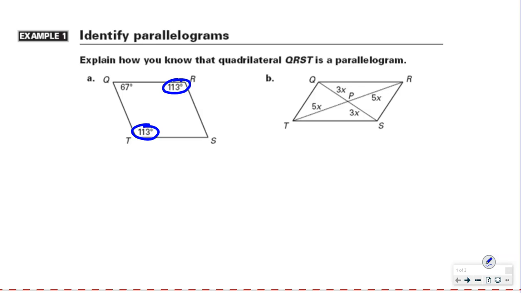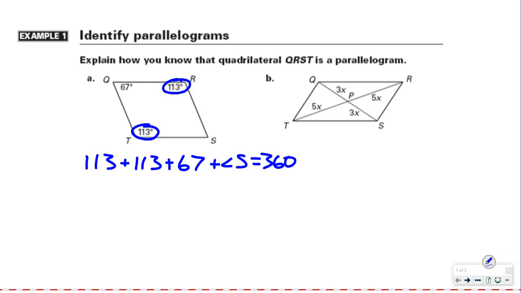Also, if it is a parallelogram, then our consecutive angles will also have to be supplementary, so they'll have to add up to 180. But we need to check this with all of them adding up to 360. So if I do 113 plus 113 plus 67 plus angle S equals 360, what will S be? And then we can check with the consecutive angles.